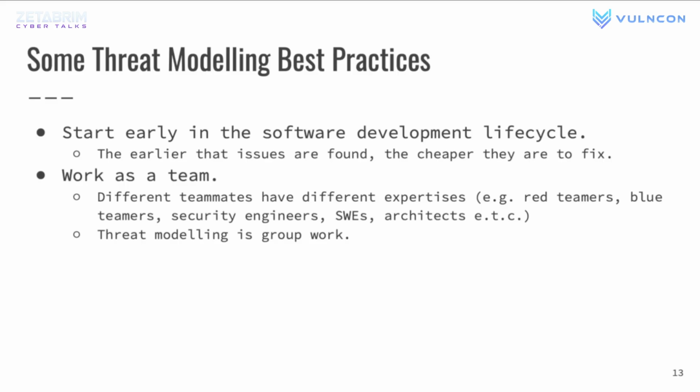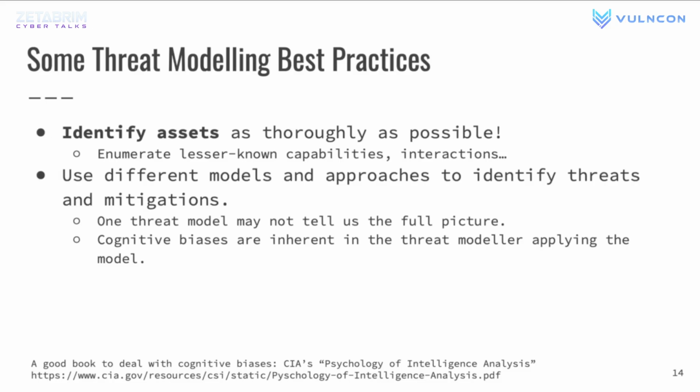That means to say, for example, in the team, we have people who are application experts, you have people who are database experts, you have folks that do infrastructure, etc. And different teammates come in with different skills. And with their different skills, right, they are able to contribute to the threat model. In other words, threat modeling is actually group work.